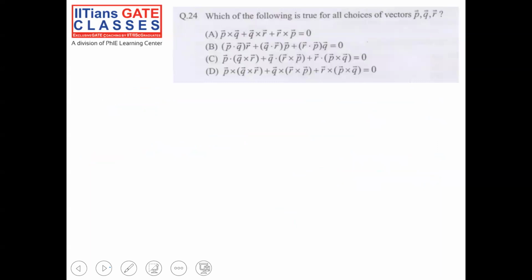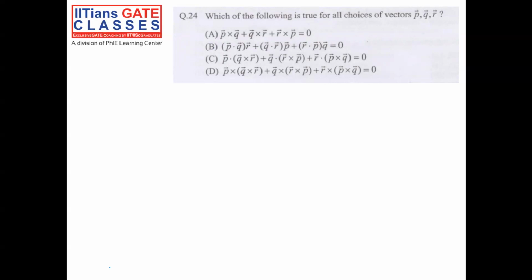Coming towards the next question, this is again from vector calculus. Here they have given us the three vectors p, q, and r, and they're asking us which of these 4 options is true. So let's try to look into it. We can clearly see there are many cross products here.